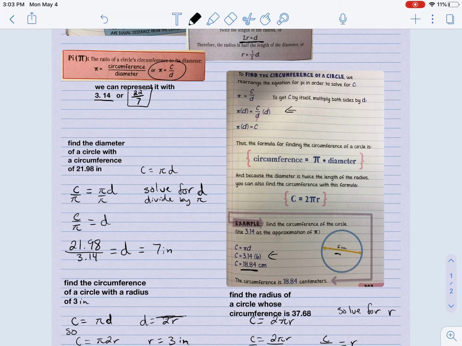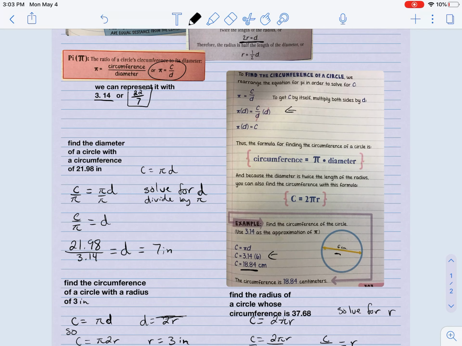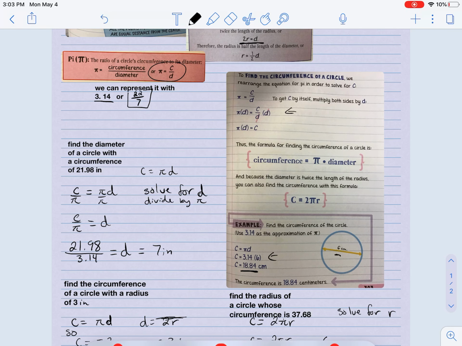Here's another example. This one says find the diameter of a circle with a circumference of 21.98 inches. Now we're setting it up backwards. We know our circumference, and we want to solve for our diameter, so we want to get d by itself. Looking here, we divide by pi. What we do to one side, we do to the other. So circumference divided by pi equals our diameter.